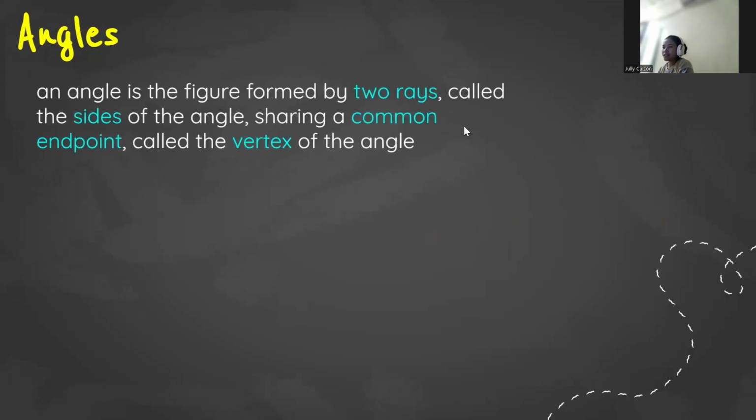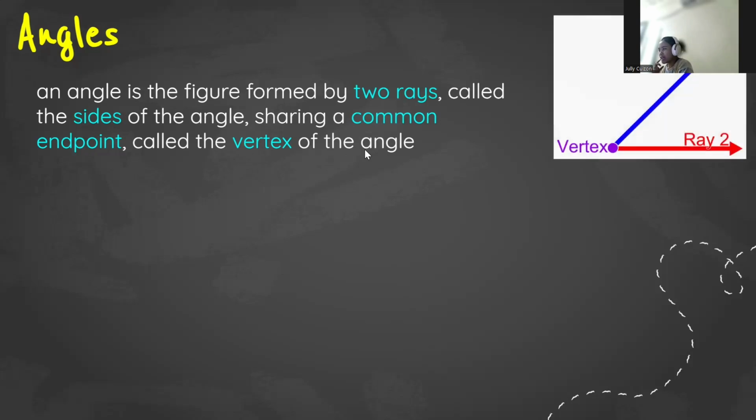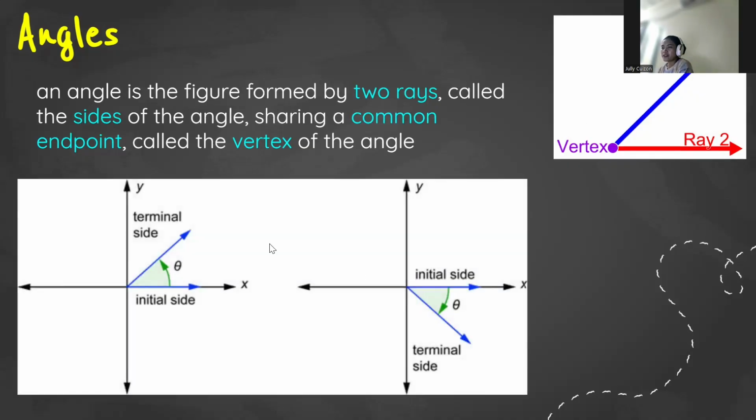To recall, an angle is formed by two rays or two sides which share a common endpoint or vertex. To illustrate, this is the angle. We have here our common vertex and our two rays. We also have here another two illustrations. So in this first illustration, this is our angle.